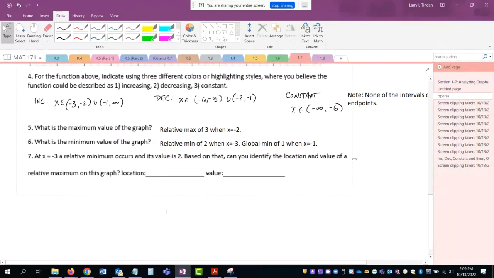Based on that, can you identify the location and the value of the relative maximum on this graph? The answer there is none. Oh, sorry, relative max. Yeah, I can do a relative max. I can't do a global max. The relative max we already talked about is right there. All right, I have a relative max. The location, x is -2. The value is 3.